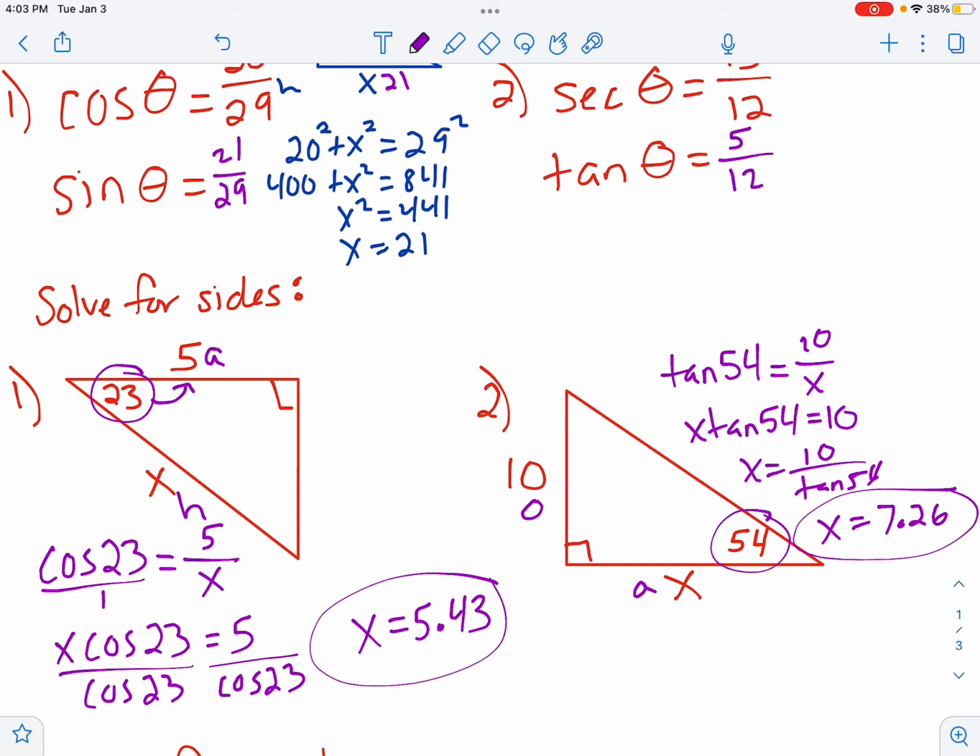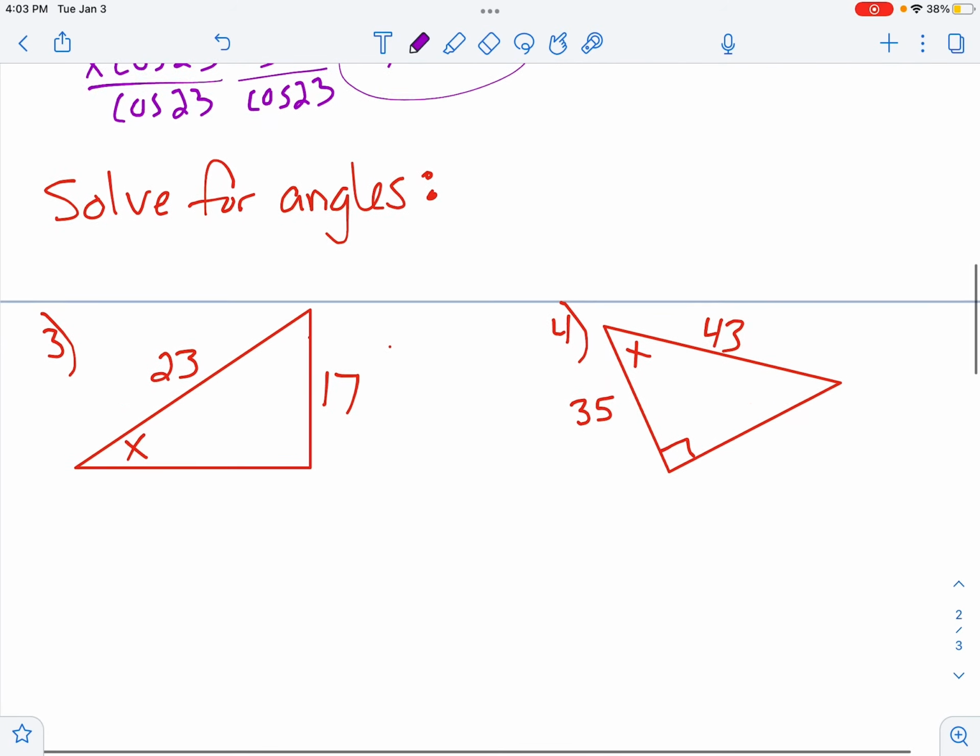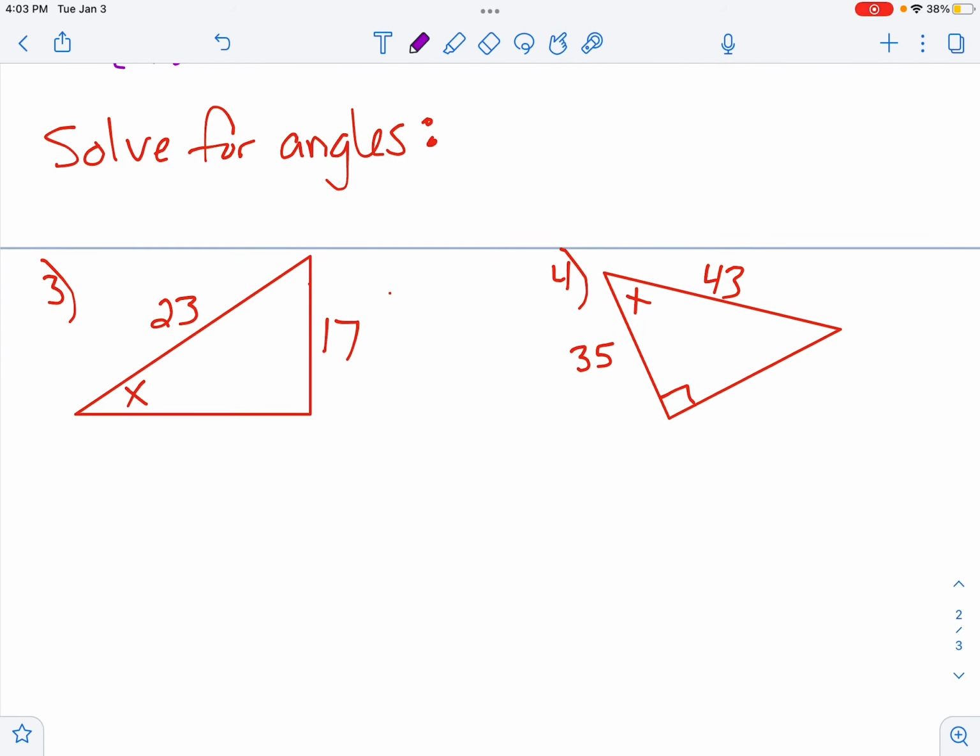All right, let's look at solving for angles. This one's a little bit different. So solving for angles, we're going to circle the angle that we need to find. It's not going to be our 90-degree angle. So I'm going to circle this x and label my sides. So that process is still the same. So for this one, I have opposite and hypotenuse. O and H, opposite and hypotenuse, would be sine. So I have sine of x equals opposite over hypotenuse.